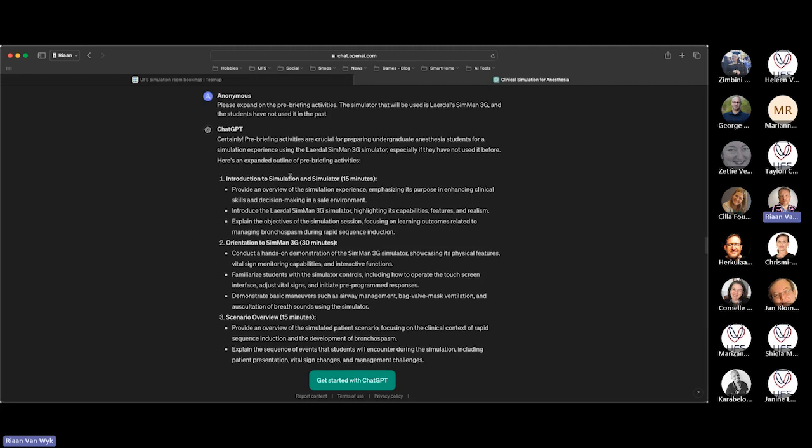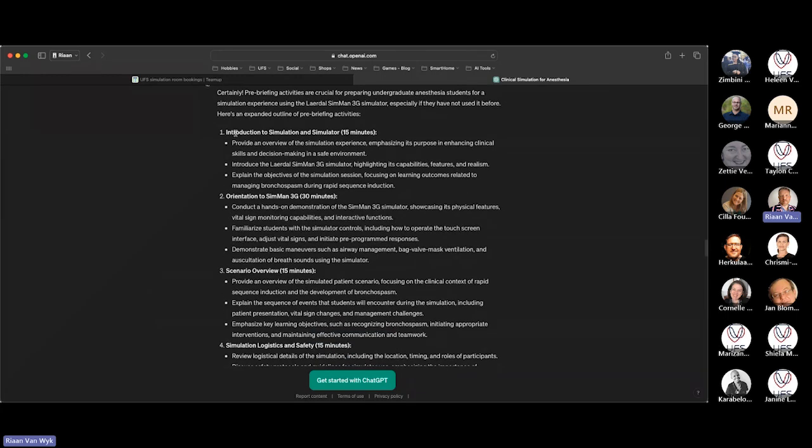So just to get a bit more structure on that, I asked ChatGPT to expand on the pre-briefing activities. And again, I can now see, okay, for example, orientation to SimMan. I know the students are fifth year, they've used SimMan now for 2 years. I'm not going to need 30 minutes to orientate them. I'll just remind them of a few things, so it won't take more than 5 minutes, for example.